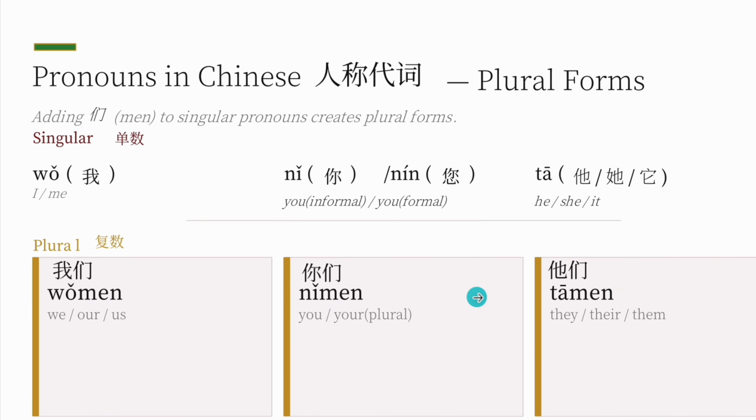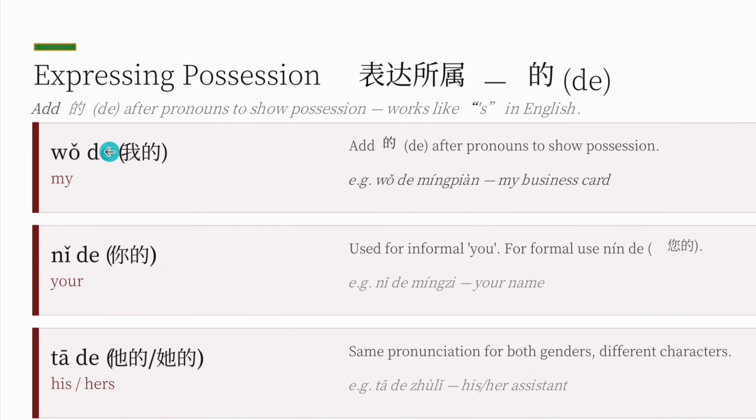So we just finished learning pronouns in Chinese. 我,你,他,我们,你们,他们. Let's go on to form their possessive forms, just like we learned 我的名片. To form the possessive forms of these words, you just need to add 的 to each and every single one of them. 你的,您的,他的,我们的,你们的,他们的. So this is the famous 的.